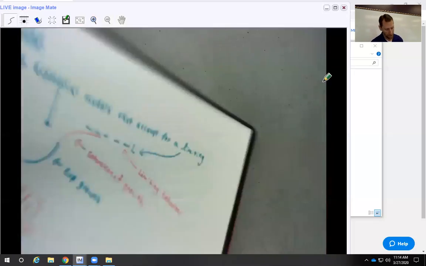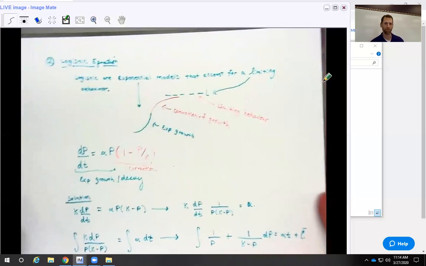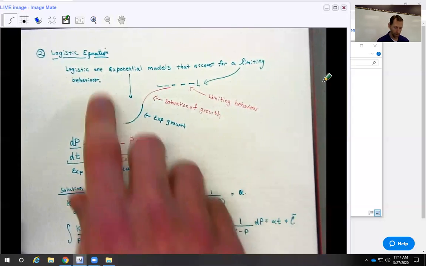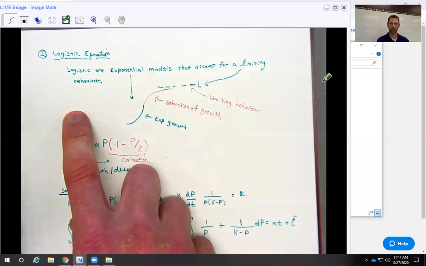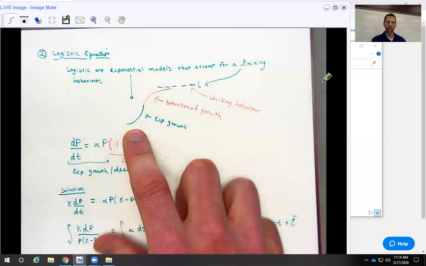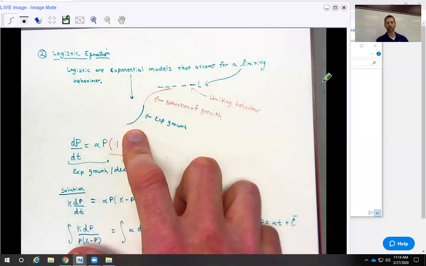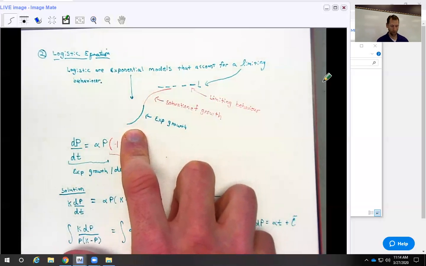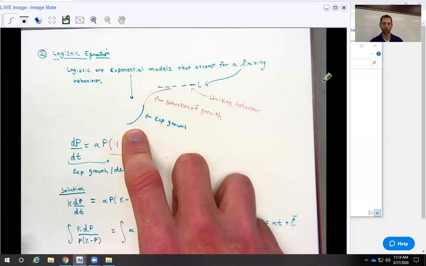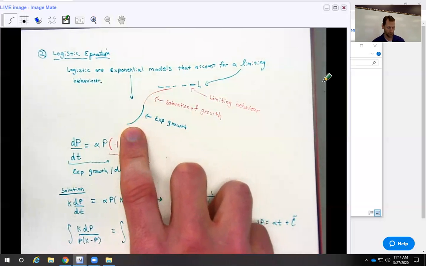Okay. Now let's talk about the logistic equation. It's a correction term to an exponential model. It accounts for some limiting behavior. Logistic equations are used in population models, and also in growth curves for revenue calculations, all over the place. You see this in applied mathematics.